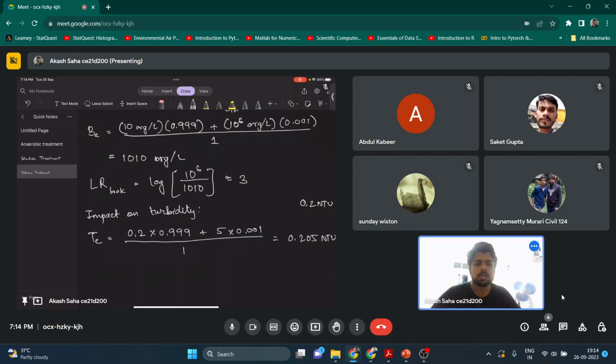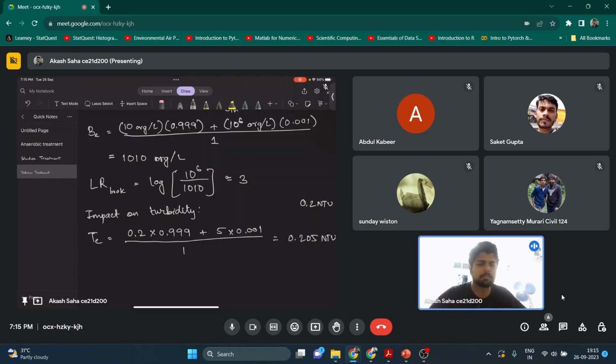So by seeing the turbidity of my effluent, we cannot say that my water is free from bacterial count and all. So we should always do the bacterial count to find out the number of microorganisms. Is it clear? Saket, did you understand the problem now? Yes, sir.